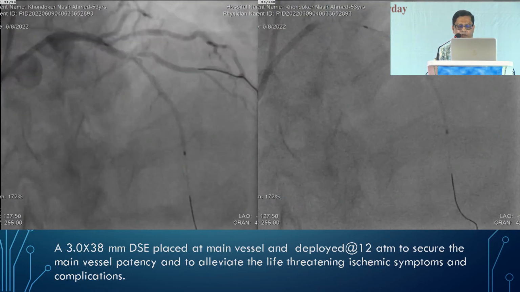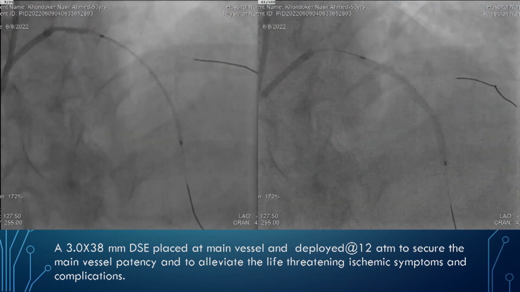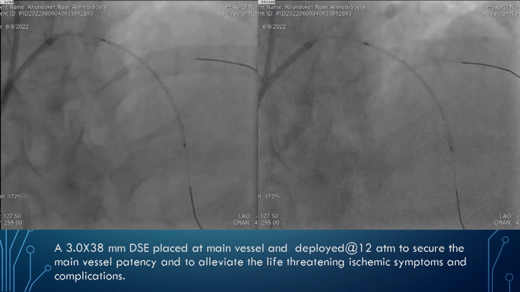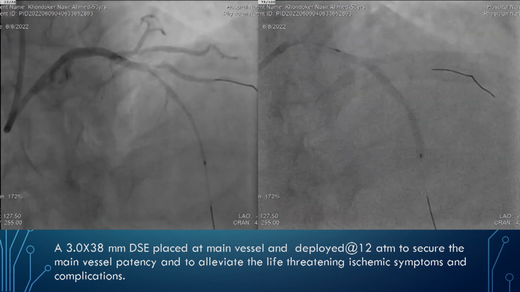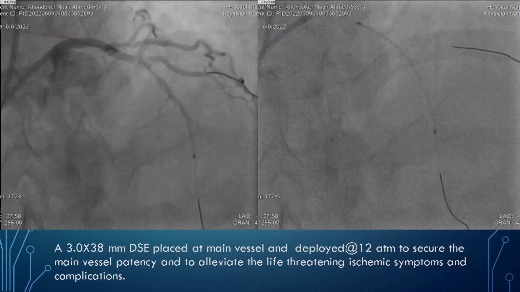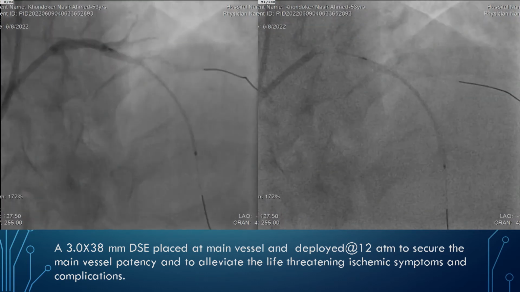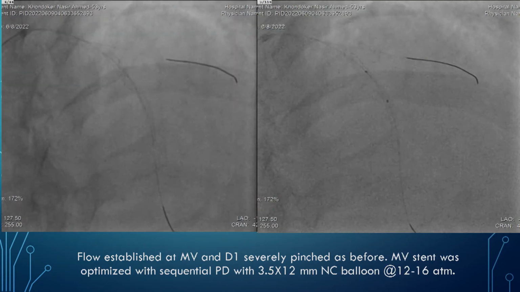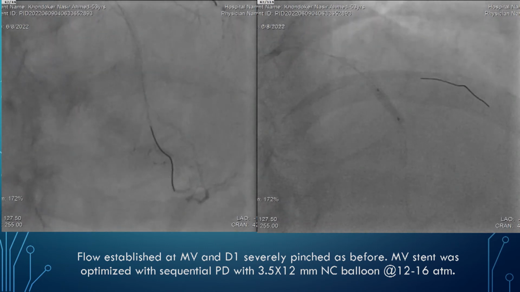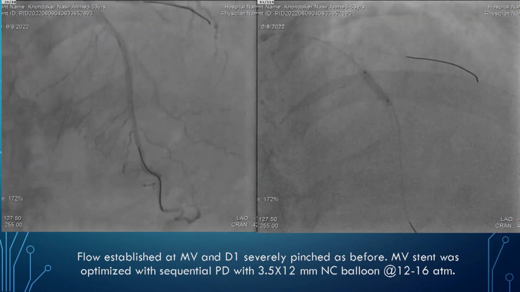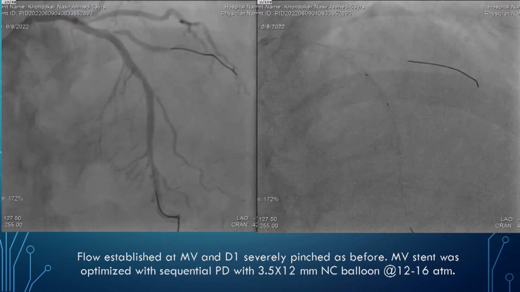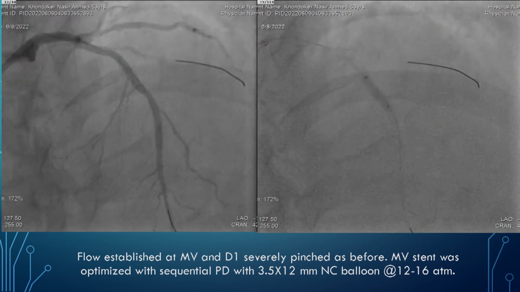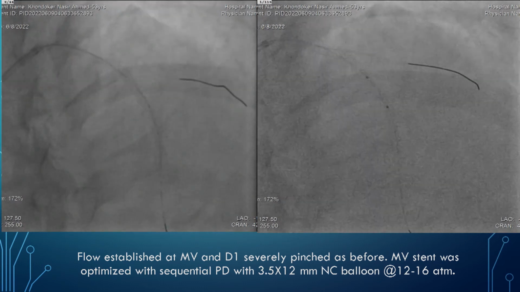A 3 by 38 millimeter DES was placed in the main vessel and deployed at 12 ATM, which secured the main vessel patency and alleviated the life-threatening ischemic symptoms as well as complications. Flow was established in the main vessel, but D1 was severely pinched as before. The main vessel stent was optimized with sequential post-dilatations with a 3.5 by 12 NC balloon at different pressures.